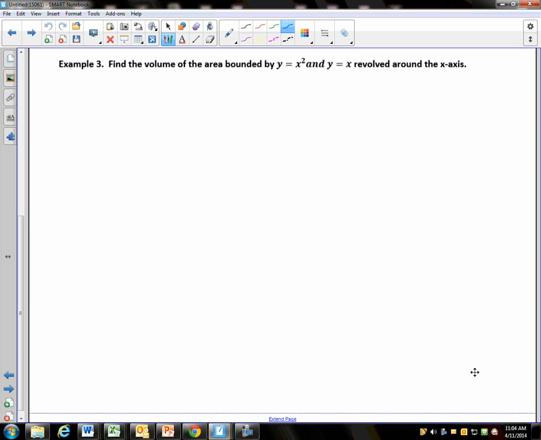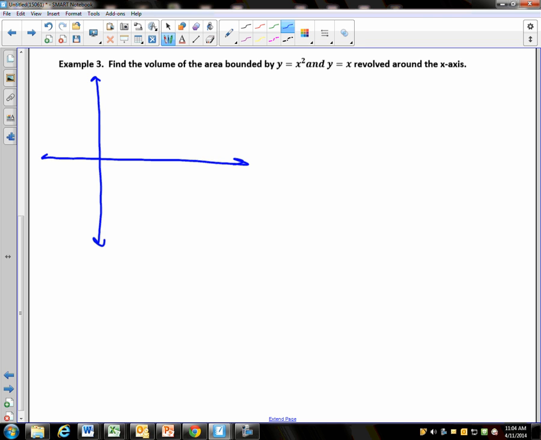Last example. Find the volume of the area bounded by y equals x squared and y equals x, revolved around the x-axis. What does y equals x squared look like? Parabola, yep. And y equals x. Not always. Well, because the line wouldn't intersect that other side. You want the area bounded.